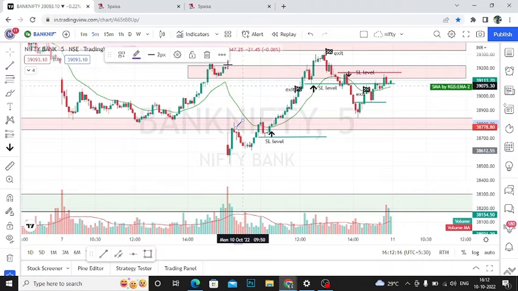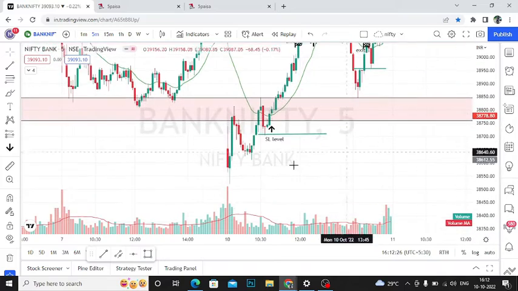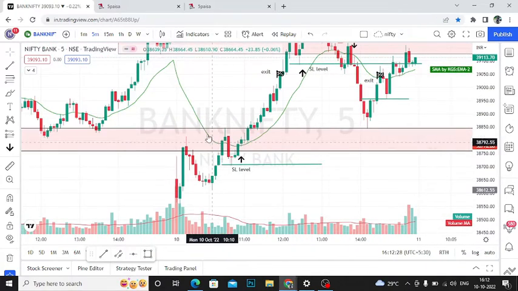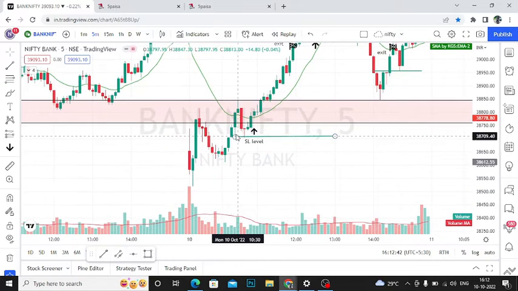When it came close near my 20 EMA, it had already broken and closed above the 20 EMA. This is a strong green candle which does not show any sign of weakness. Since the green candle closed above the 20 EMA without any weakness, I did not plan a short here.